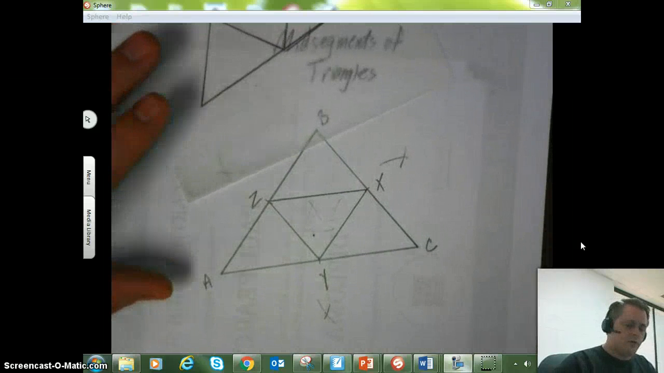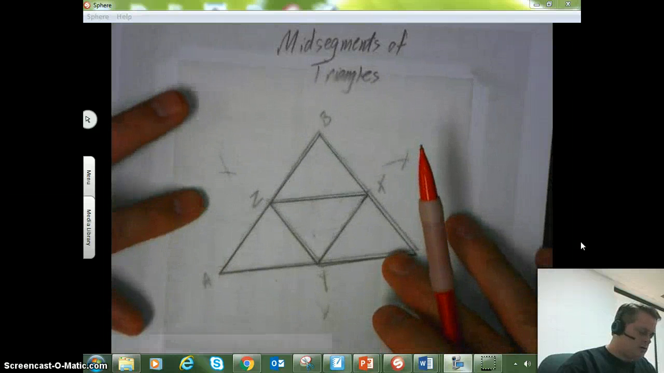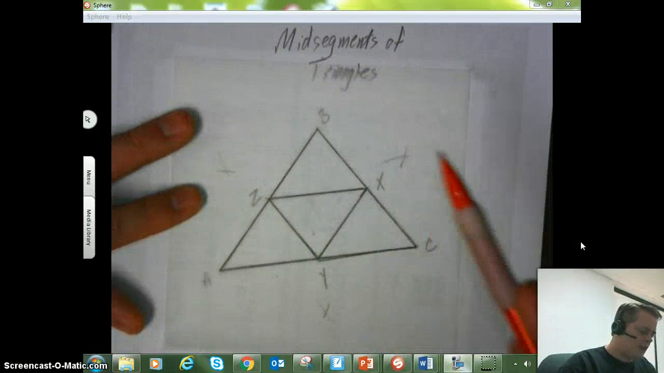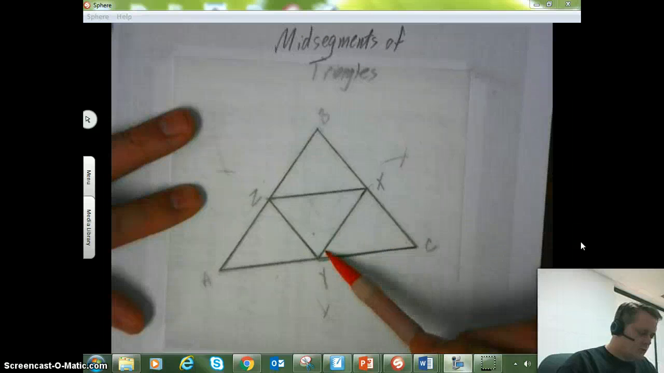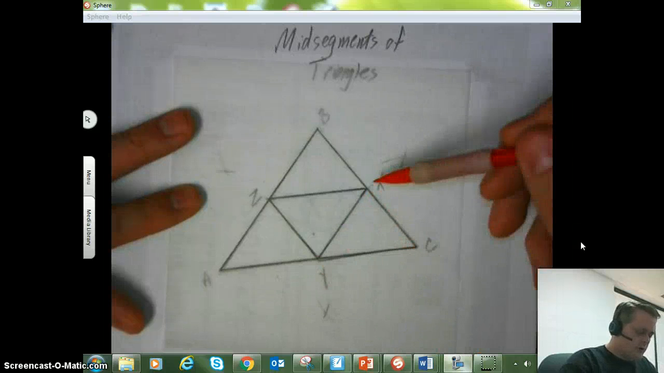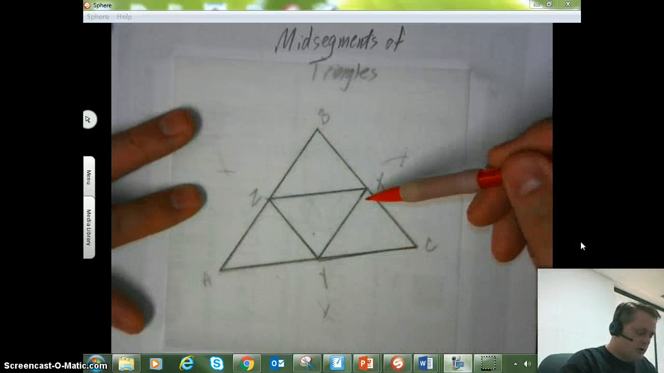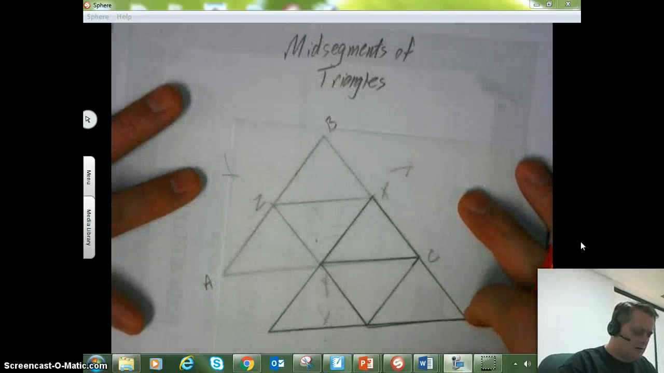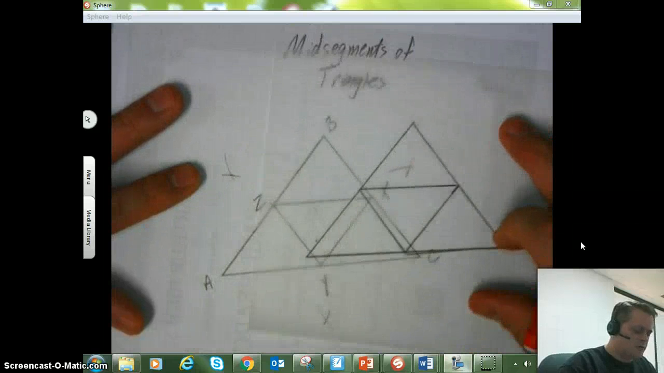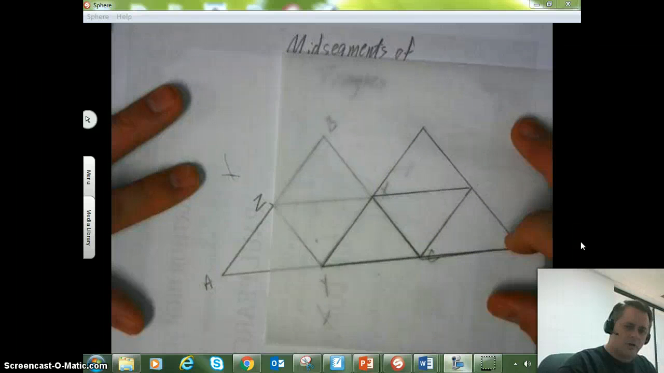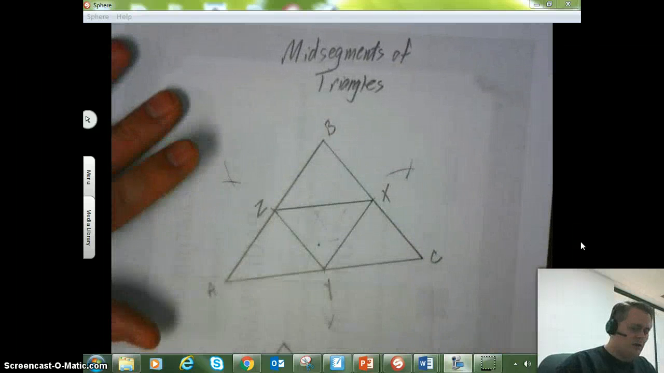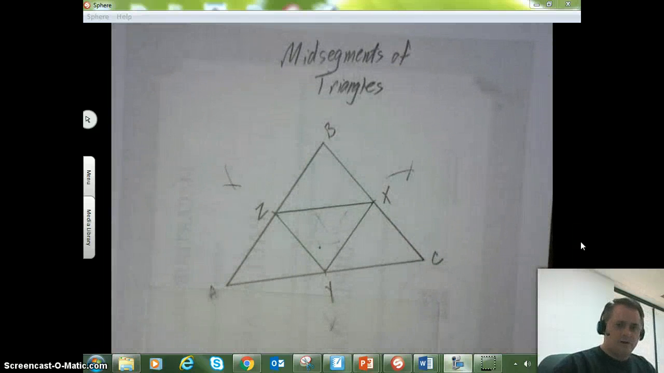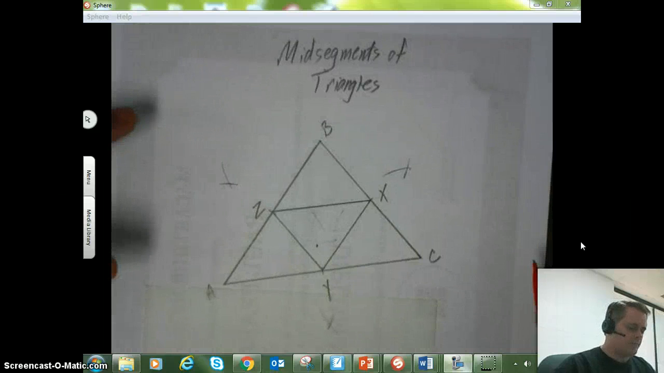Well, does that work for all of the midsegments? And you can check that very easily. Now let's look at XY. We can take this point B and put it here at X, and again see that the corresponding angles are the same. So indeed, this is a very simple way of seeing that, because we have corresponding angles that are congruent to each other, the segments must be parallel.